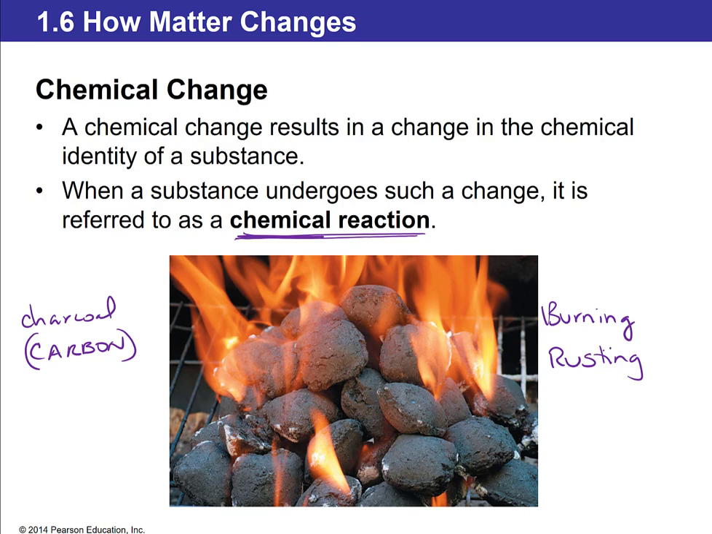With this one, you'll notice when you're done, the coals get smaller and smaller and smaller, and what you're left with is ash. And you can't take the ash and convert it back to the charcoal briquette. So if you can't change it back just by a physical means, by freezing it, chilling it, heating it, if you can't change it back, then it's a chemical reaction. So you've actually changed the identity of the substance.